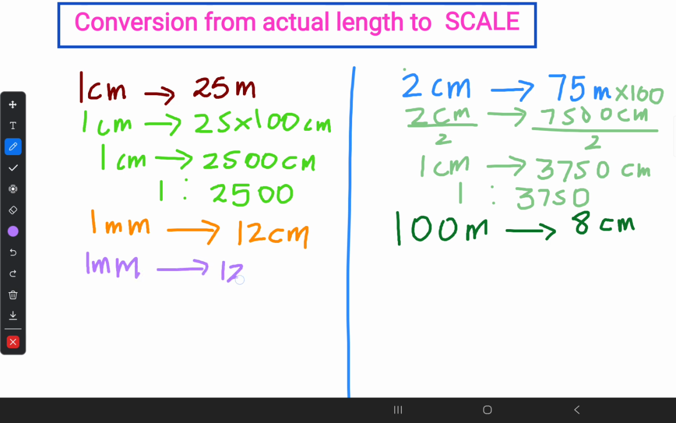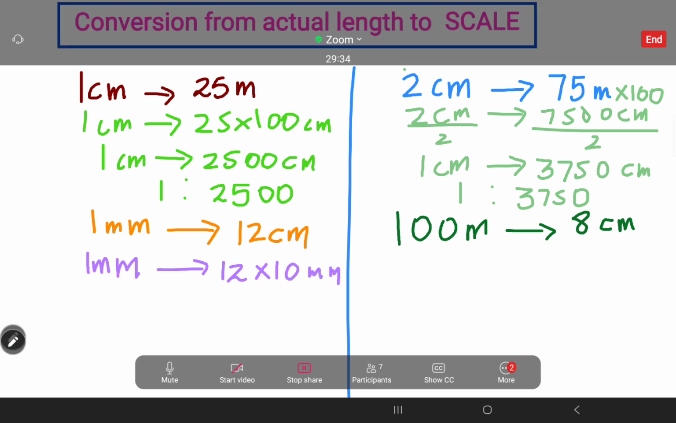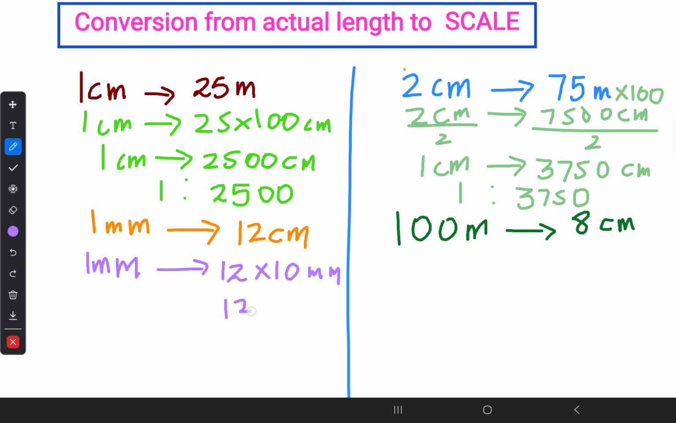Centimeter to millimeter, 1 is to 10. 1 centimeter is 10 millimeters. So 12 times 10 millimeters, that would be 120 millimeters. So 1 millimeter in the map is actually denoting 120 millimeters in the real world. So here there is no necessity to convert this one to centimeter.